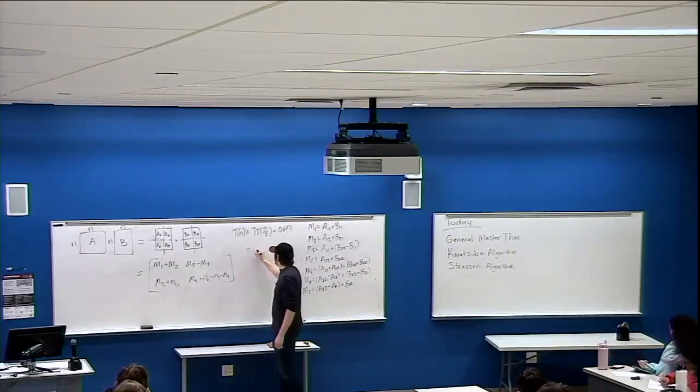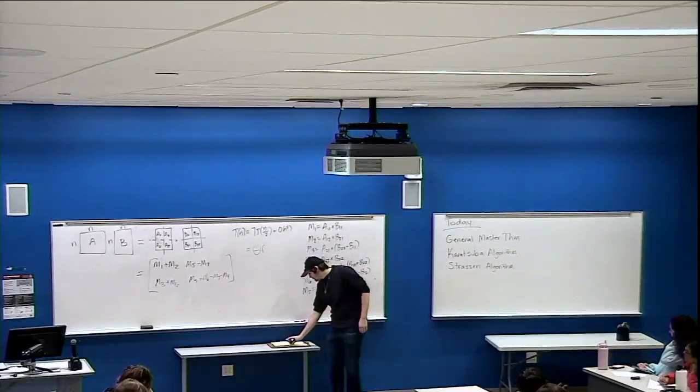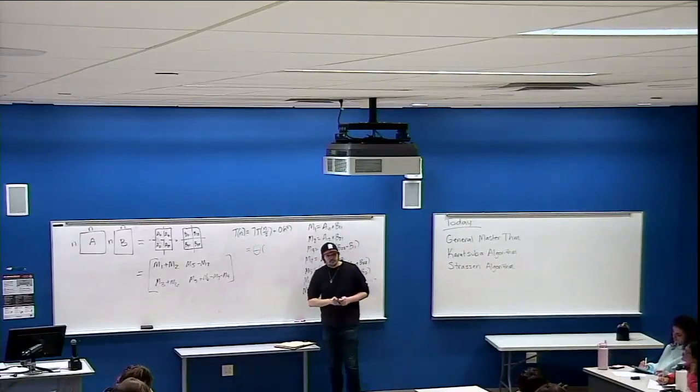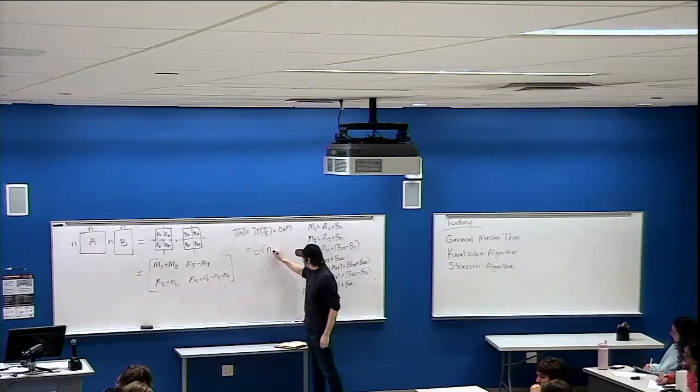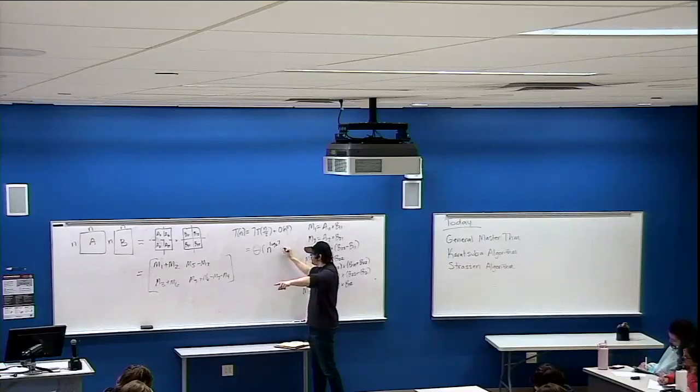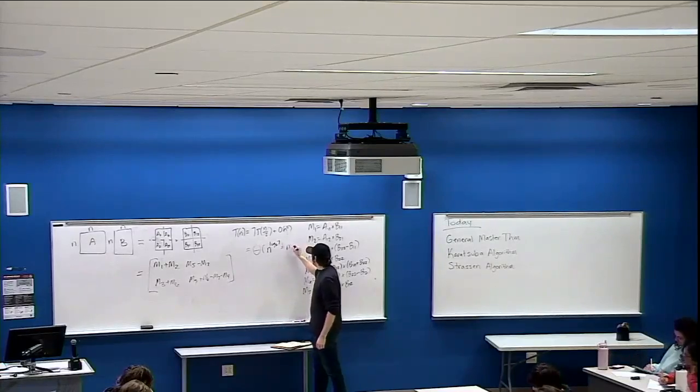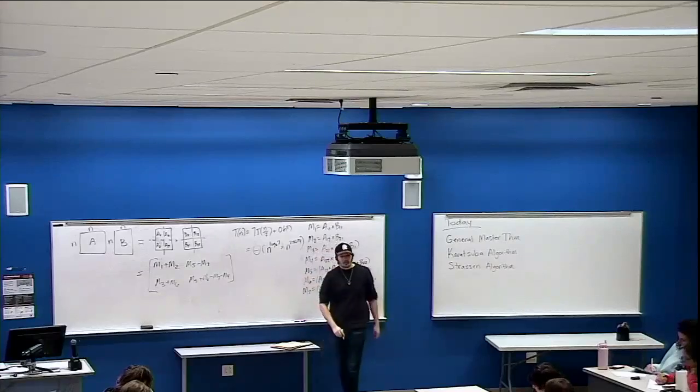And what is our bound now? N to the power of log base 2 of 7, which, human calculator? It's going to be 2.8, yeah. 2.8074. Now, we have improved it.